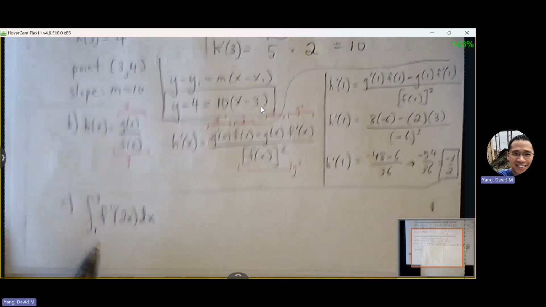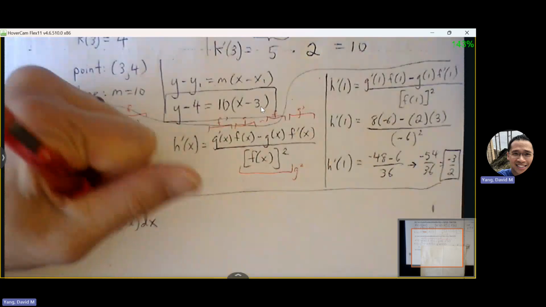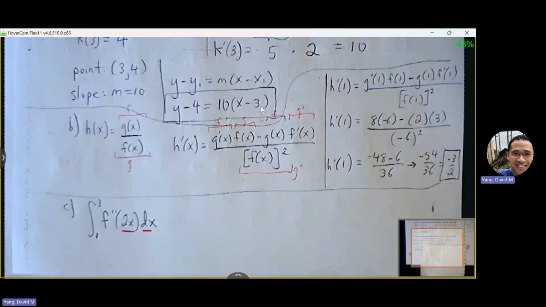We've done a problem like this before where we have to take care of that 2x first by doing u substitution. So start off with u substitution, get everything in terms of u, and figure out what's the coefficient that's going to be part of this process.